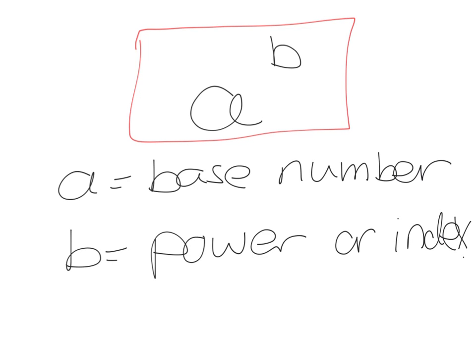Indices are a number with a smaller number written to the top right of the number. The number that is written normally is the base number. The number to the top right is the power or the index. The power tells us how many of the base number we multiply together.